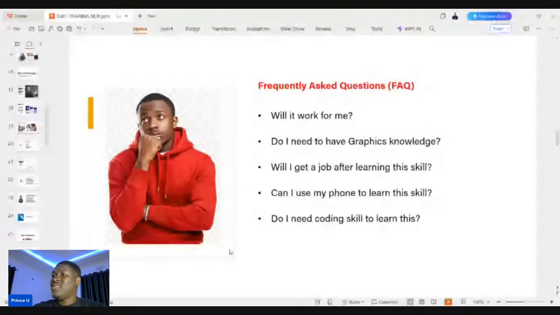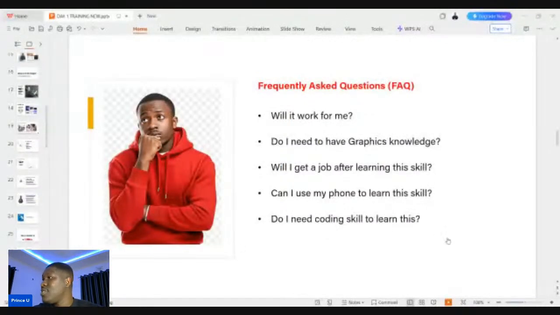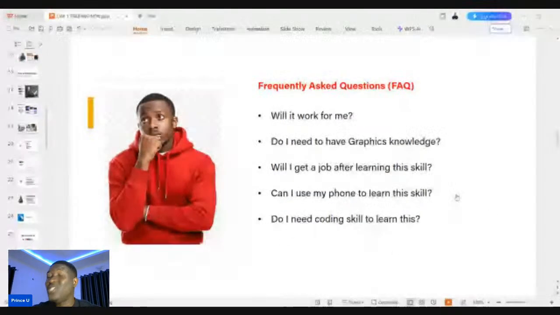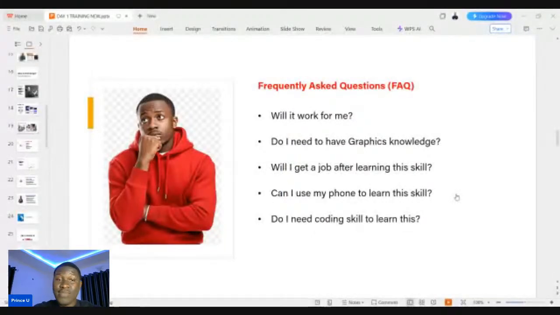Do I need coding skill to learn this? No, you don't need coding skill. It doesn't have anything to do with programming. That's the only question I'm seeing on the live chat. So you don't need coding skill to learn this. All you need is the Figma account.